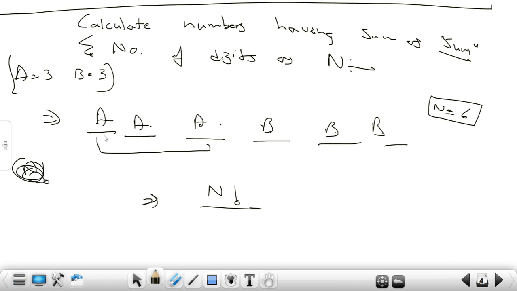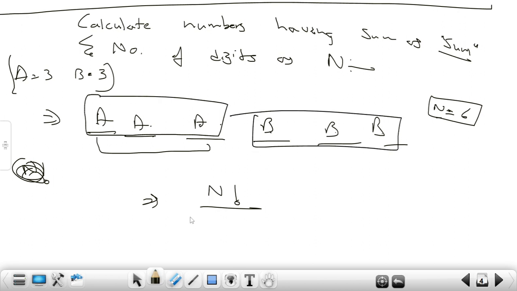After that we have repeated numbers. You can see that a is repeating 3 times and b is repeating 3 times, so I will divide n factorial by a factorial times b factorial. This is how we calculate the number of ways. Even you may have solved problems like how many possible ways there are to arrange the letters in the word mathematics.